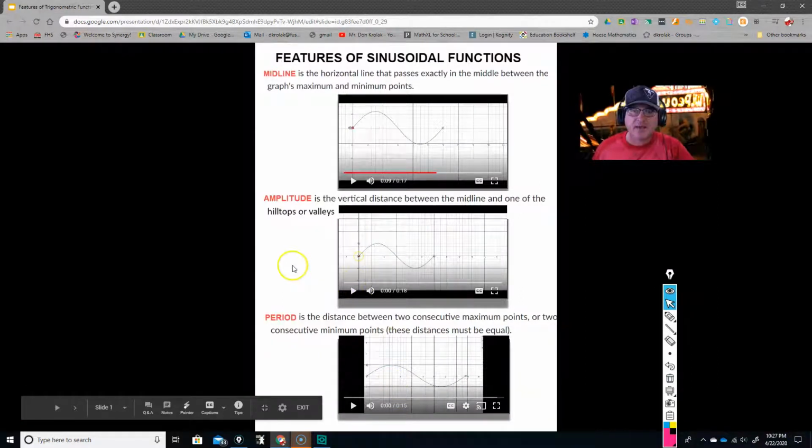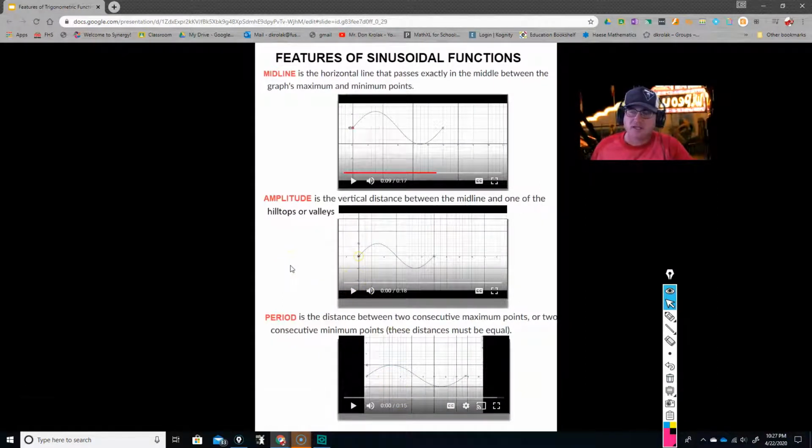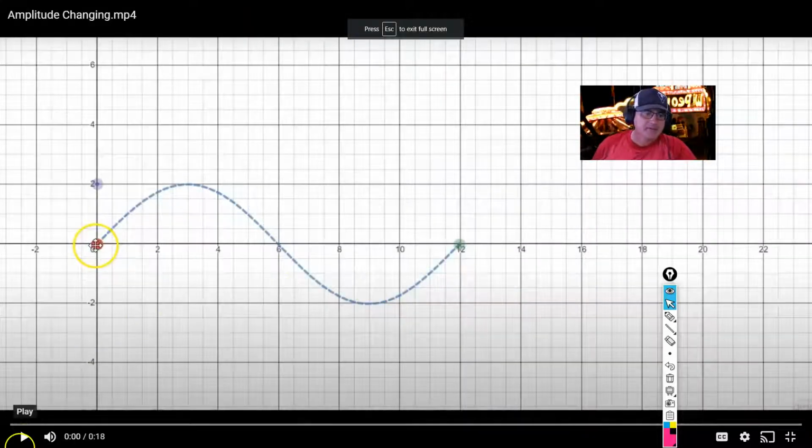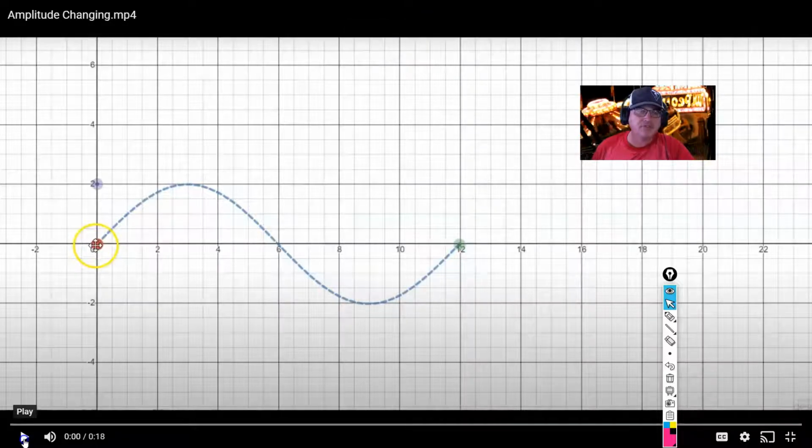Changing the amplitude is like turning the volume up or turning it down. The amplitude is the distance from the midline to either a hilltop or a valley. So here our amplitude would be 2. The distance from the midline, which is the x-axis, up to a high point is 2. The distance from the midline to the low point is also 2.